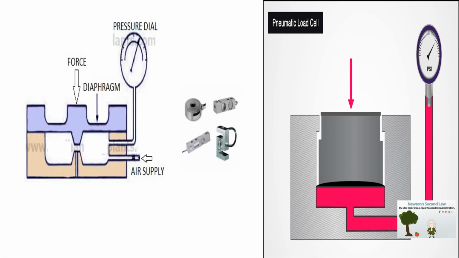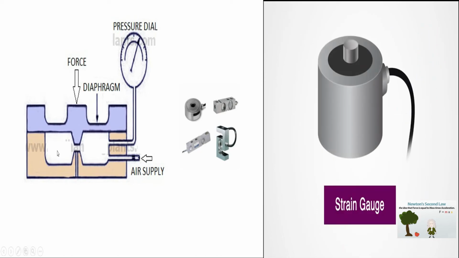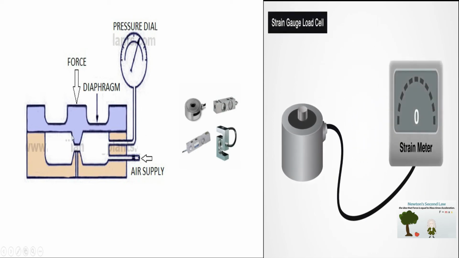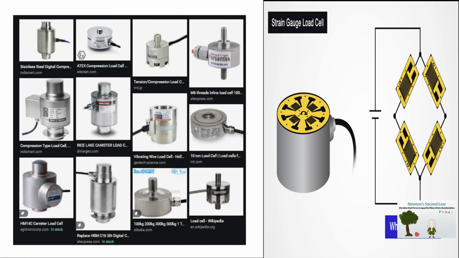Then we have pneumatic load cell. Here we balance a constant air supply, and when we apply the pressure, according to the deflection, this Bourdon tube gets the pressure change, and we calculate the pressure, and from F is equal to P into A we calculate the final force. These are examples of pneumatic type load cell. Here are some more examples.